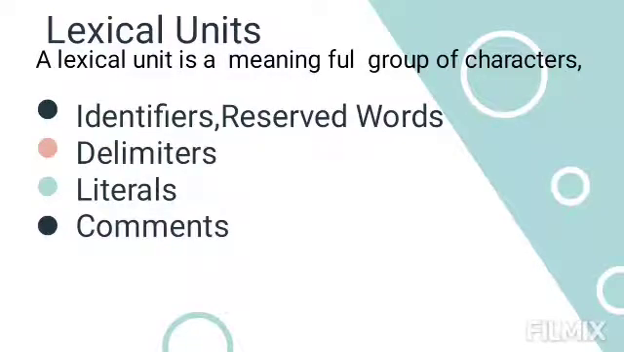Then next is lexical unit. A meaningful group of characters is called a lexical unit, which can be classified in the following manner: identifier, reserved keywords, delimiters, literals, comments, etc. These are the lexical units or tokens available in PLSQL.